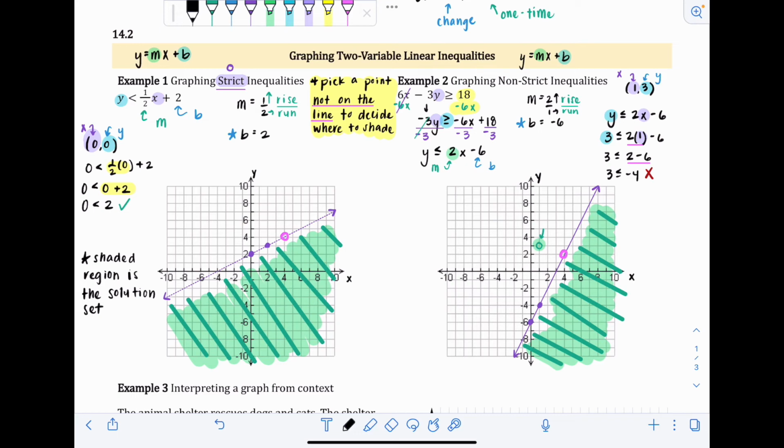So I'm trying to figure out the best way to write this. So this dotted line does not include points on the line. And then the solid line does include points on the line.